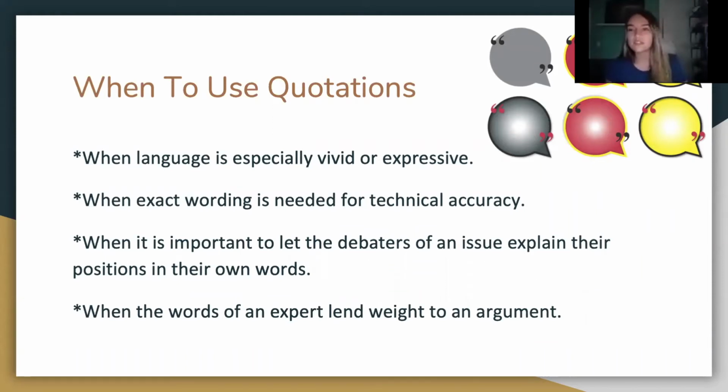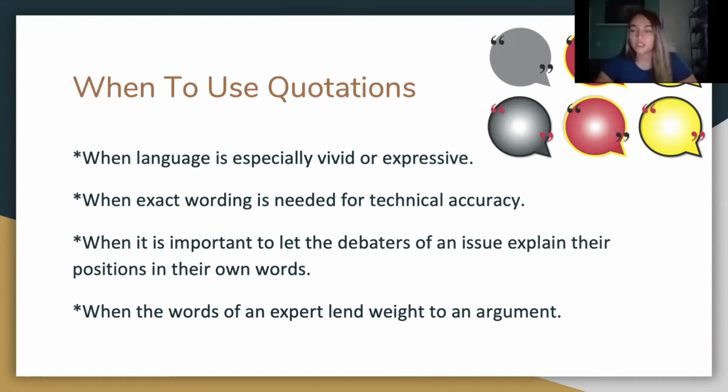So it's kind of similar to when exact wording is needed for technical accuracy. When we need that exact wording from a particular individual, or we just need the person's wording in the paper, it just creates a stronger argument. And then lastly, I wrote down when the words of an expert lend weight to an argument.